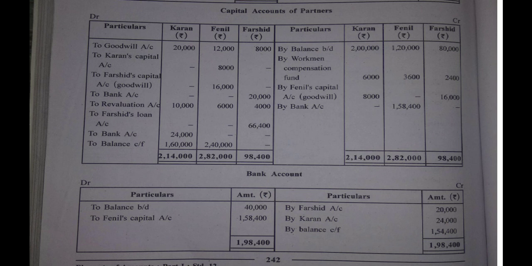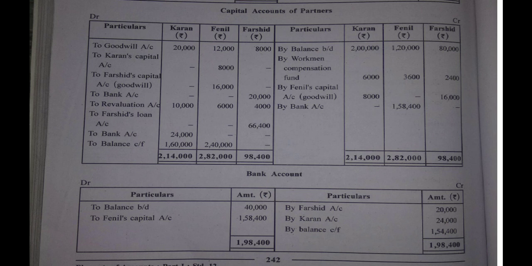Yes, the total of the credit side of Farshid's capital account is higher, which is 98,400. Please listen to me carefully. What are you going to do now? Come towards the debit side. 98,400 minus 8,000, which is for goodwill, and 4,000, which is the loss on revaluation.